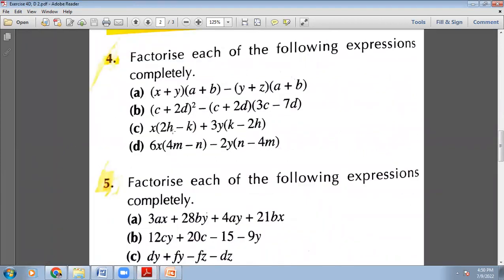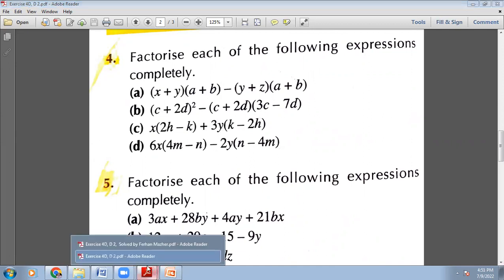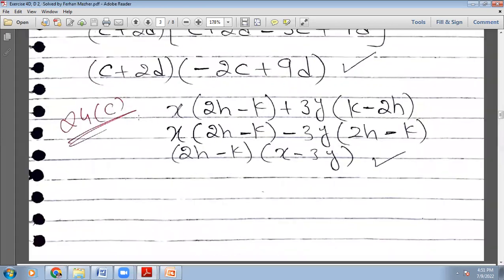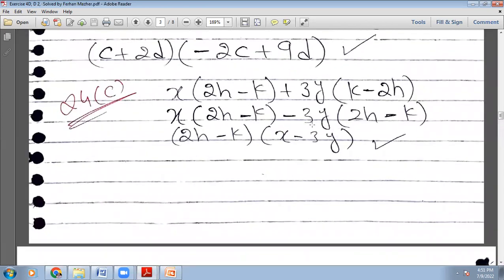Question number 4, its C part, x bracket 2h minus k bracket close plus 3y bracket k minus 2h bracket close. So you can see these two have a little difference. So take a negative out and their order will change, okay? Because they are not same. So you see what I have done, I have taken a negative common. So this has become minus, 2h minus k. And now 2h minus k can be taken as common. From here you are left with the x, from here you are left with the minus 3y.